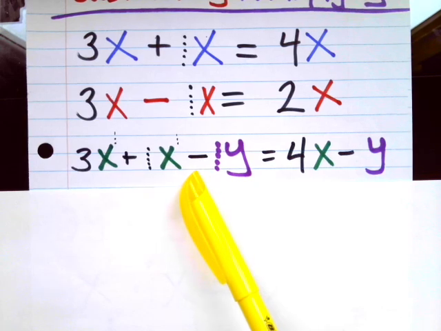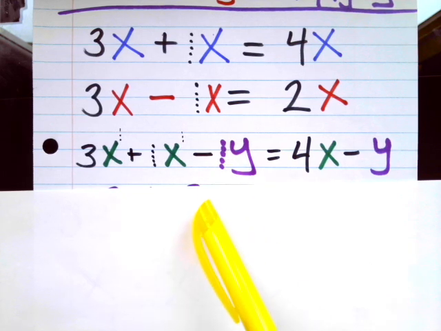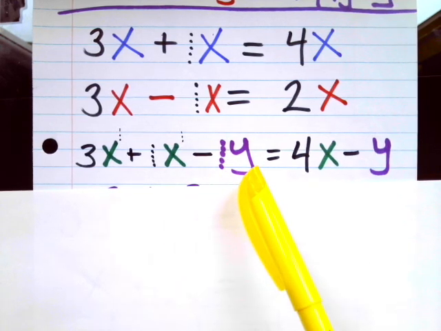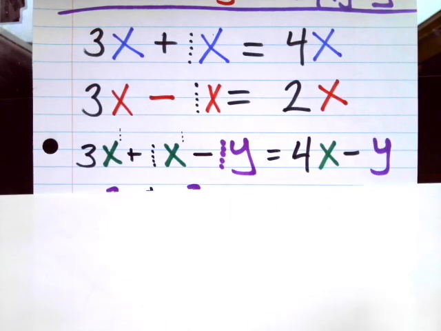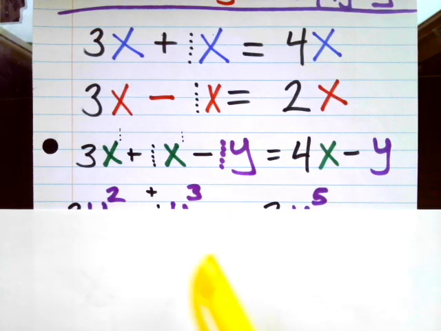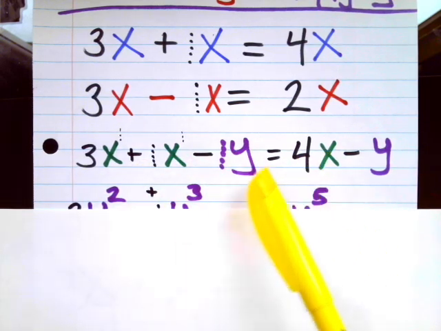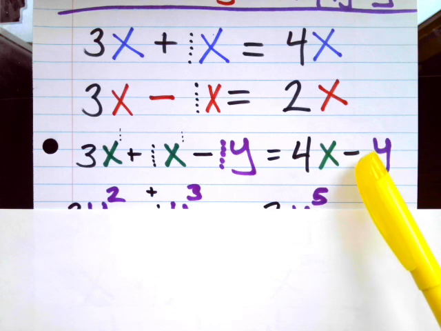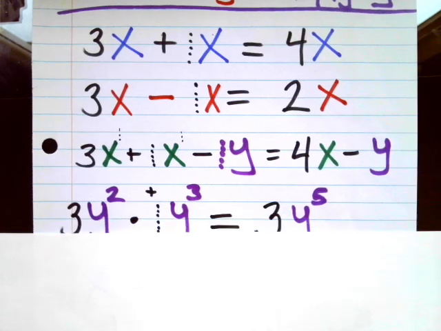So that negative, that subtraction sign, goes with that 1y. That's a negative 1y. That negative 1y is not like terms. So as you can see, we just move it along and keep it in our answers. 3 plus 1 is 4. It's attached to the x. That negative 1y, as you see here, just stays with your answers in simplifying.